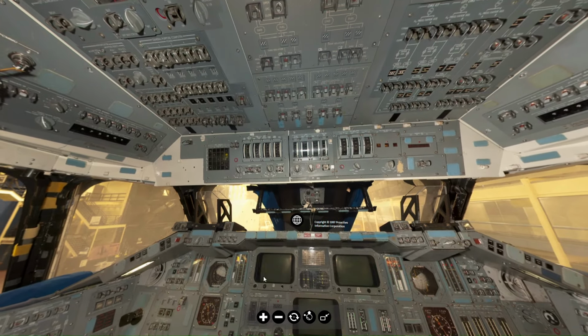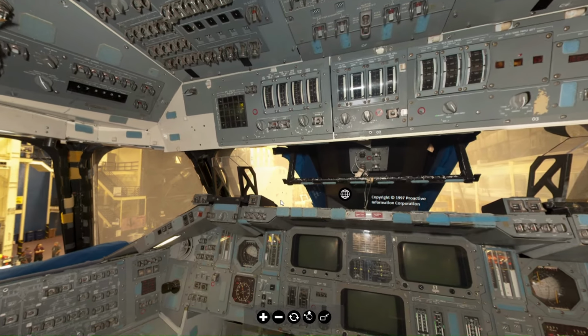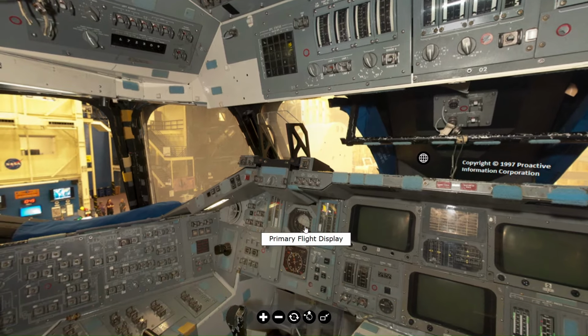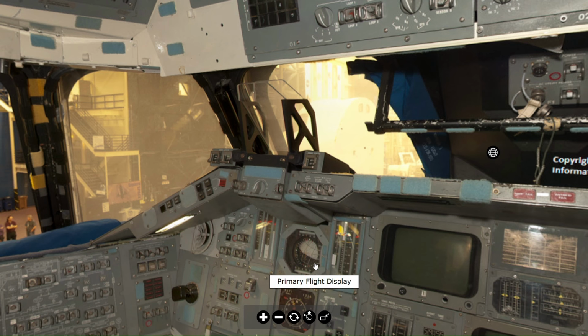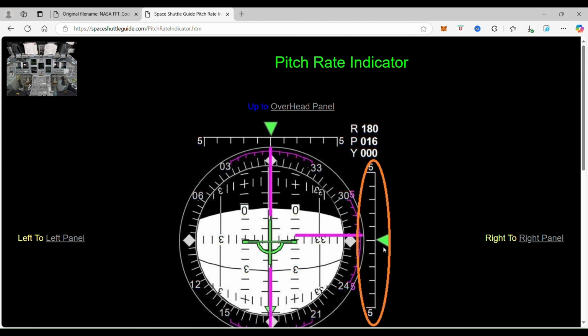In this issue of Spacecraft Guide, we are continuing our work on the primary flight display, the electronic primary flight display, and that is pretty similar to the mechanical flight display that they had here, or the 8-ball. We are going to be working in the primary flight display on the instrument called the pitch rate indicator. And when you click on it, you can see this is the pitch rate indicator circled in orange.